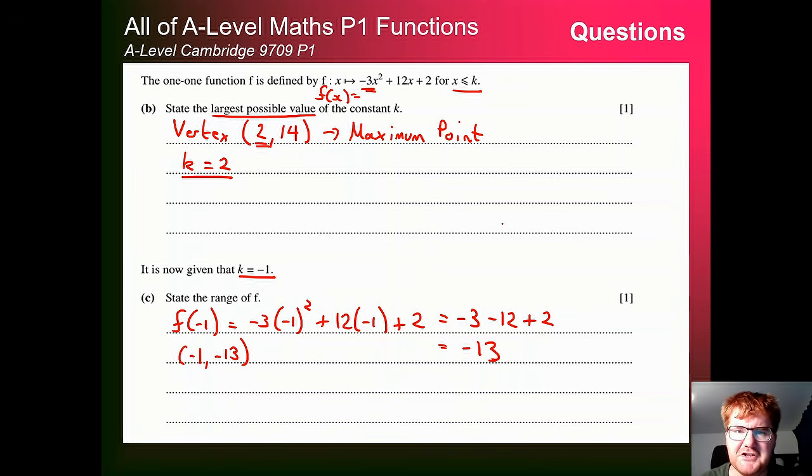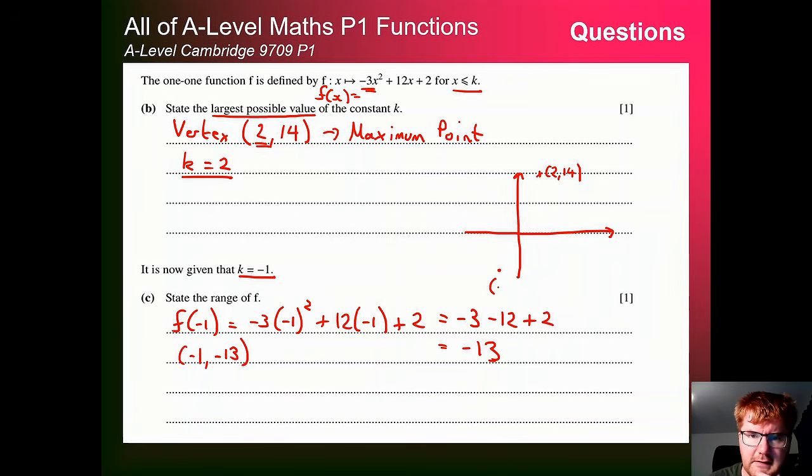So if I was to draw a sketch of this, again, it's always useful to do a sketch here just to see what's going on. We have our maximum point at (2, 14), so 2 along, 14 upwards, so somewhere like this. And then we've got our next point here of (-1, -13), so it's going to be right down here somewhere. So again, 3x squared makes sense. It's going to be a very steep quadratic. Minus 13. And again, we're going to get this kind of shape here.